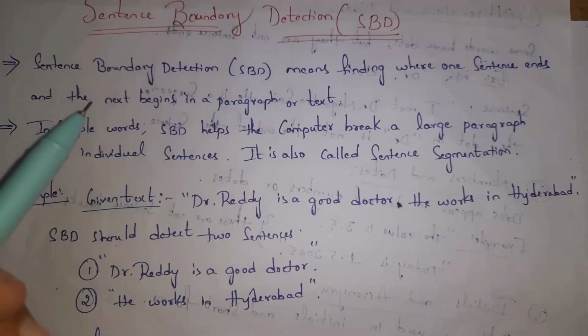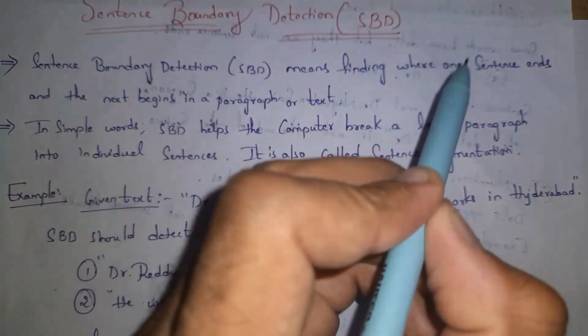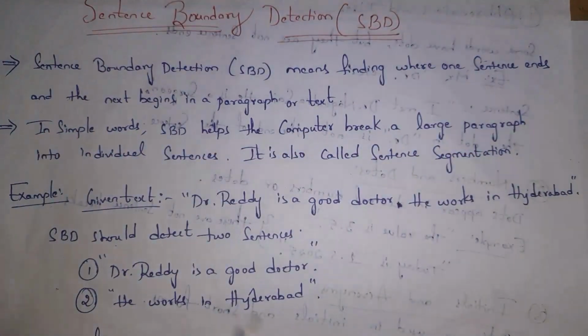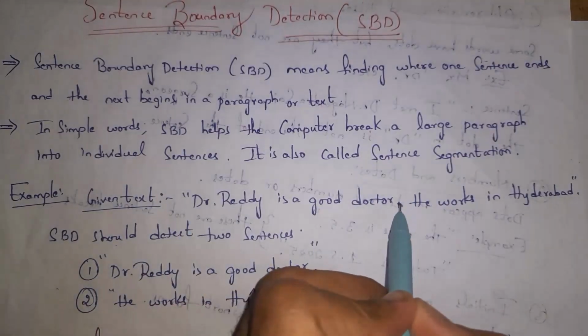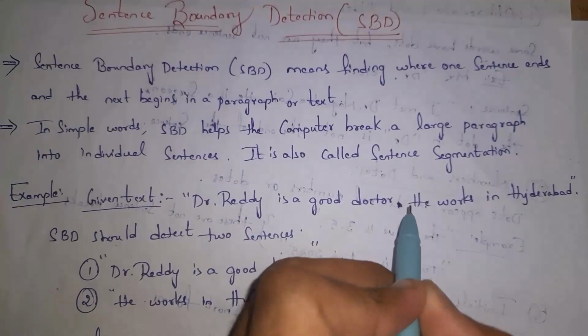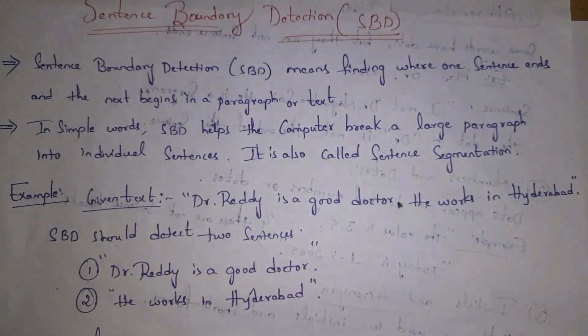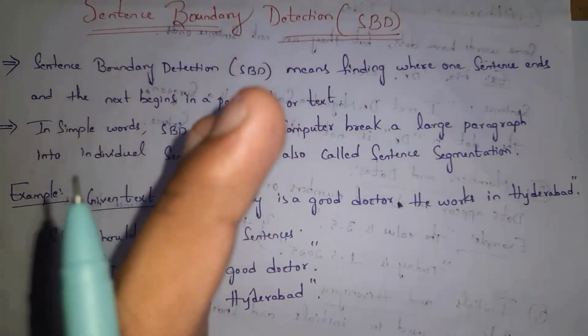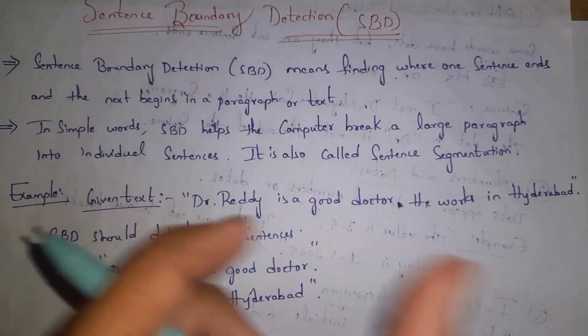So, sentence boundary detection means finding where one sentence ends and the next begins. In this paragraph, this sentence ends here and the next sentence begins from here. So, this is the boundary. This boundary will separate the two sentences in this paragraph. So, by using SBD, the computer can break a larger paragraph into individual sentences.